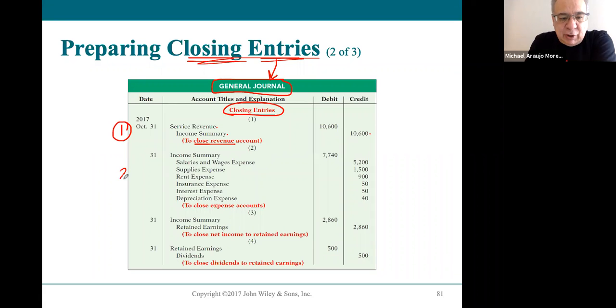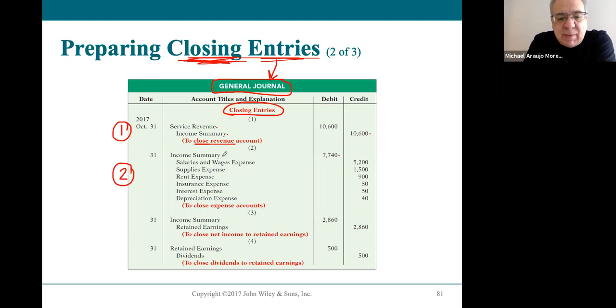The second thing we have to do is close each individual expense account. Notice that each individual expense account is listed here. Expenses would normally have debit balances. So to close the account, which means to bring the balance to zero, we have to put an equal credit, right? Because then if the debit and credit side of the expense account is equal, the balance is zero and it's closed. What do we do with all of the expenses? We put them temporarily in income summary.